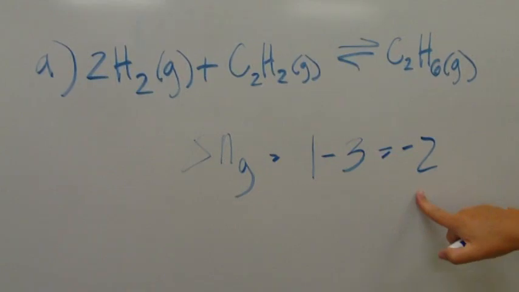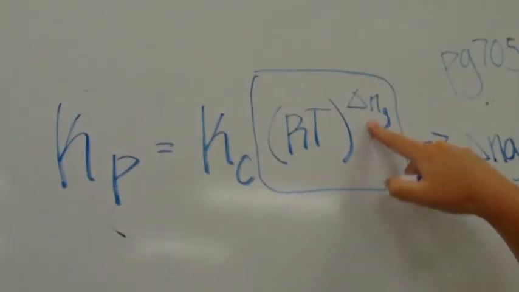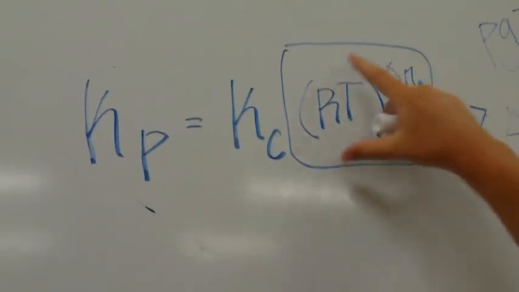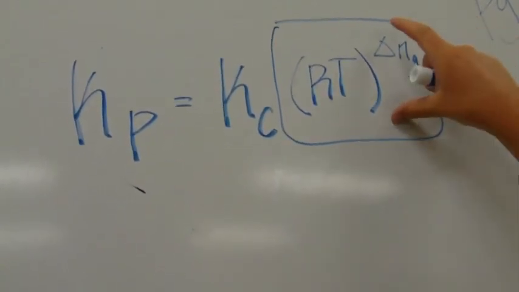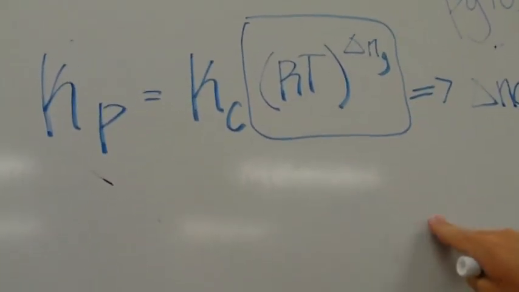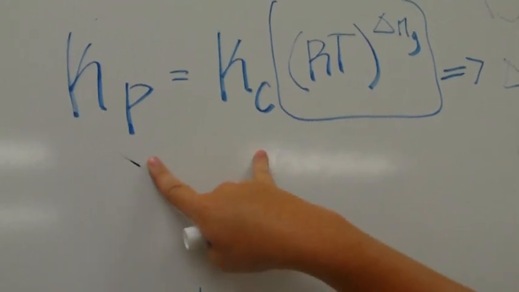And so if we were to plug this -2 back into this equation, this value right here, the RT, would not equal 1. And so that is not going to give us a Kp equals Kc.